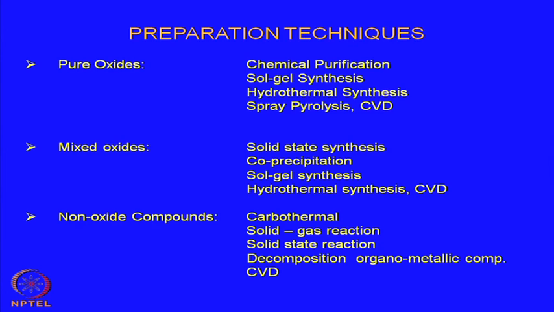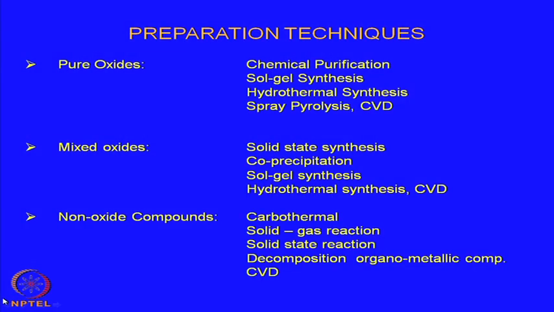Solid state reaction of course is always possible, and in many cases, for example, if you are talking about an oxynitride, you can take an oxide and then a nitride. If you want to make silicon oxynitride, then you can make it from aluminum nitride and silica, or silicon nitride and aluminum oxide. So, one can make that kind of solid state reactions.